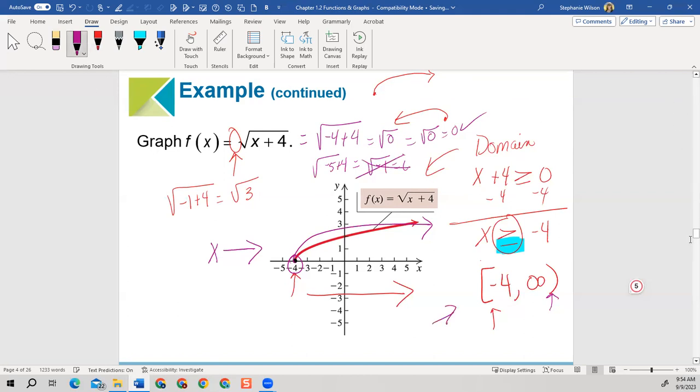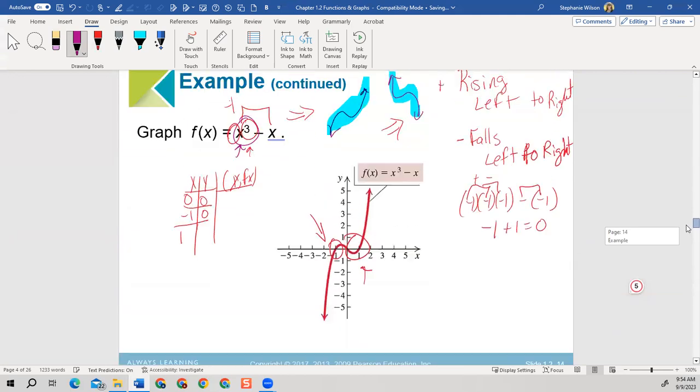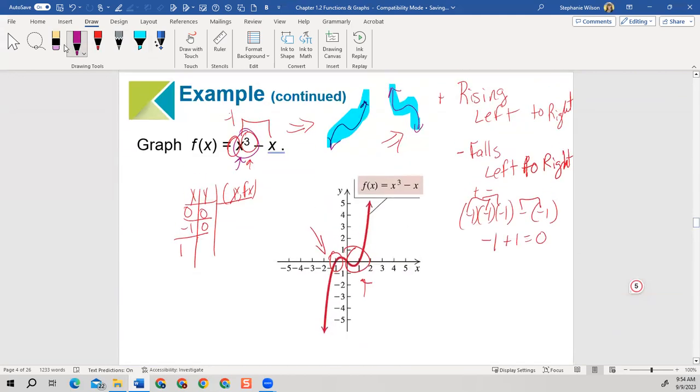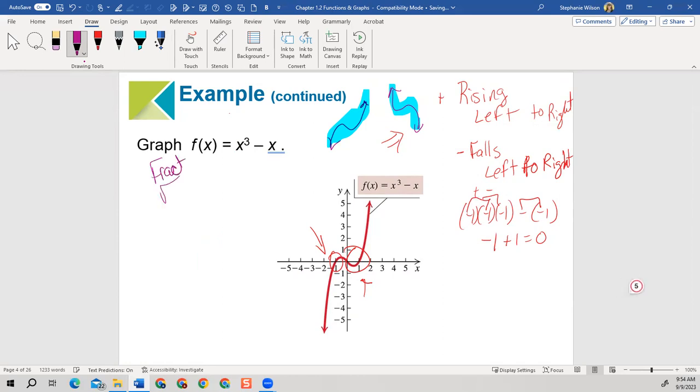I want to go back up here to this one just for a second. Let's talk about its domain. So we look at this and we have a function, right? It doesn't have a fraction, so no fraction, no root. So the domain, since it's just a polynomial, that's what this is, is going to be all real numbers.